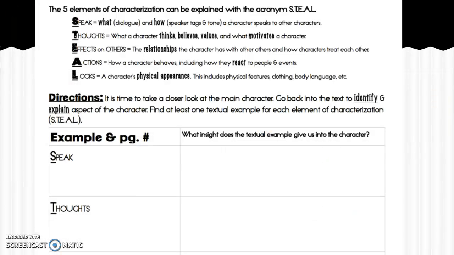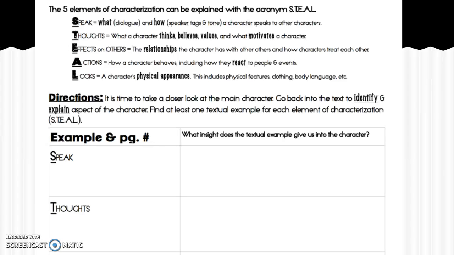So at this time, we're going to be handing out the STEAL worksheet that you're going to be working with today. And you're going to practice looking for these types of indirect characterization in your short stories. If you need an extra copy of your short story, you can find that in the back of the table. And we're going to go through just a couple examples here so you know exactly what we're looking for.